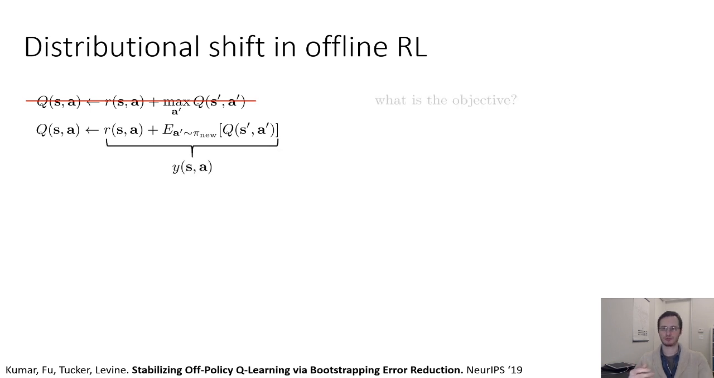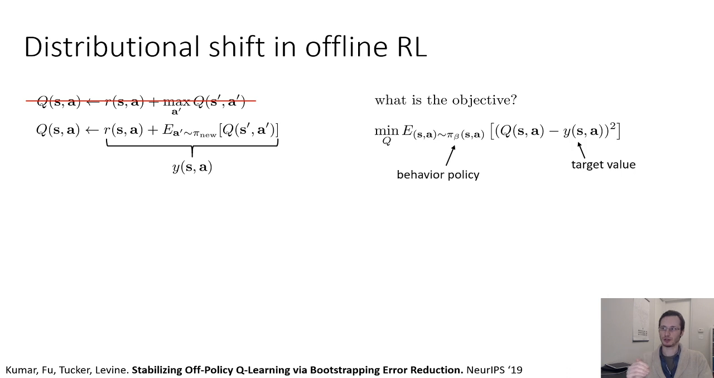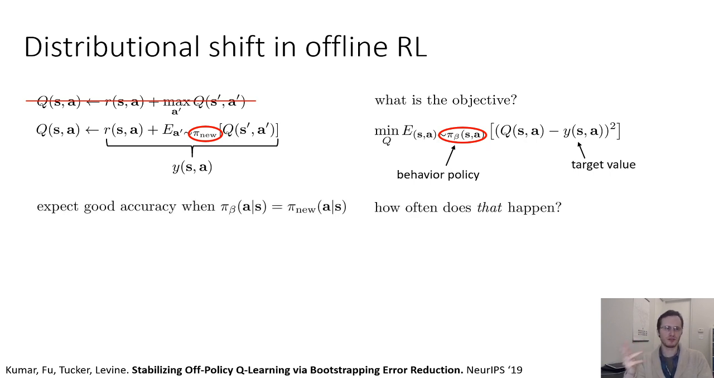So how is the Q function trained? Well, the Q function is trained to regress onto target values in expectation under the distribution that created our data set. We call this the behavior policy pi beta, right? Because that's where our data comes from and we train it on the data. We're doing expected risk minimization. When we do expected risk minimization, we expect to get the right answer under the same distribution as the one we train on, right? So this is our target value, this is our behavior policy. But we're evaluating it under the distribution pi nu. So we expect good accuracy when pi beta is equal to pi nu. But how often does that happen? Right? The whole point is to select pi nu to be better than our behavior policy, which means that it will be systematically different, which means that we will experience distributional shift.